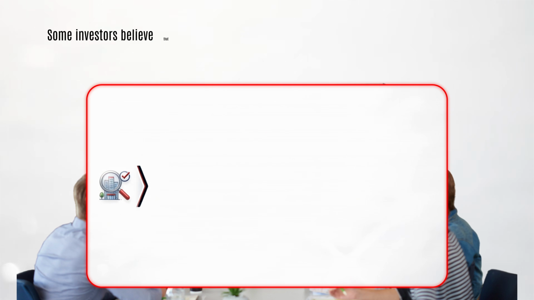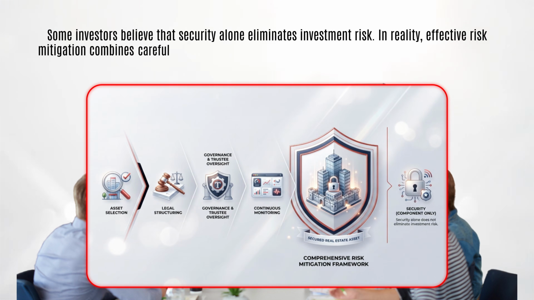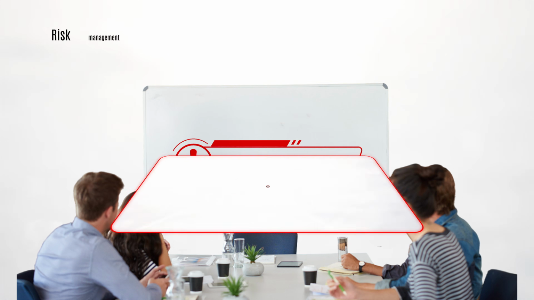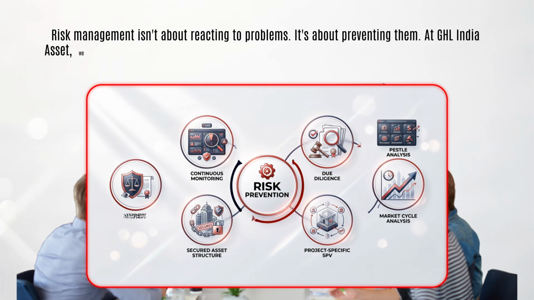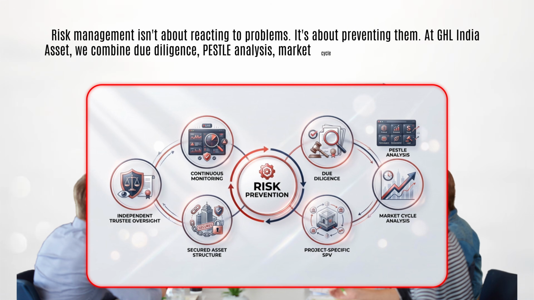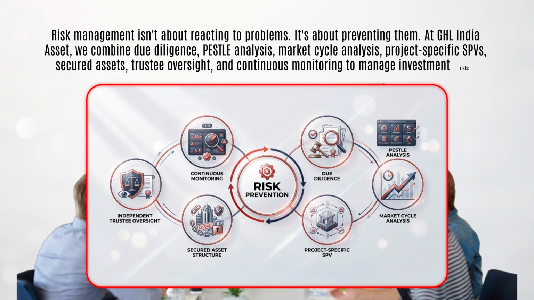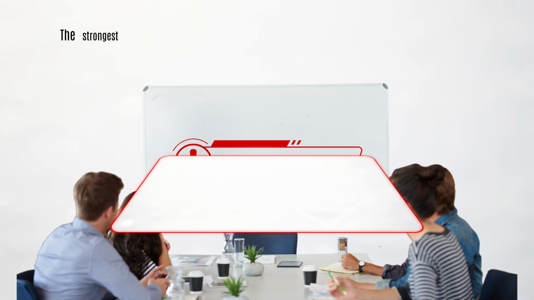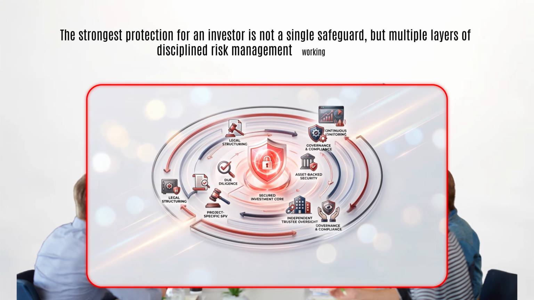Some investors believe that security alone eliminates investment risk. In reality, effective risk mitigation combines careful asset selection, sound legal structuring, disciplined governance, and ongoing monitoring. Risk management isn't about reacting to problems, it's about preventing them. At GHL India Asset, we combine due diligence, PSTIL analysis, market cycle analysis, project-specific SPVs, secured assets, trustee oversight, and continuous monitoring to manage investment risks responsibly. Effective risk mitigation is built on prevention, preparation, and continuous oversight, not on assumptions. The strongest protection for an investor is not a single safeguard, but multiple layers of disciplined risk management working together.